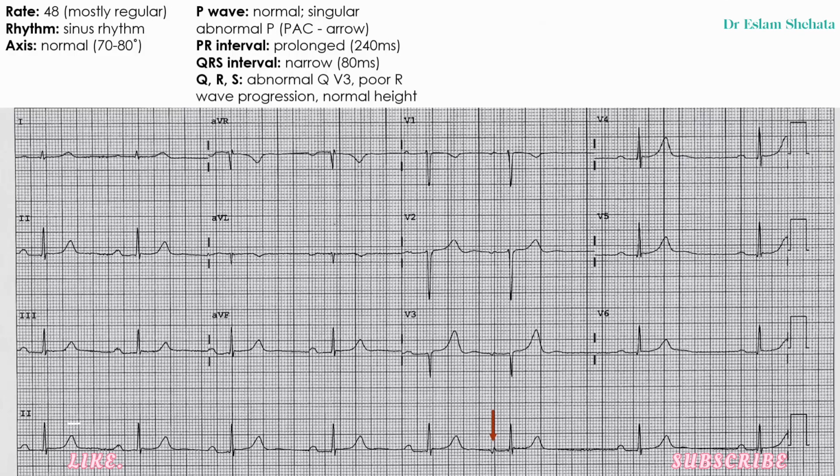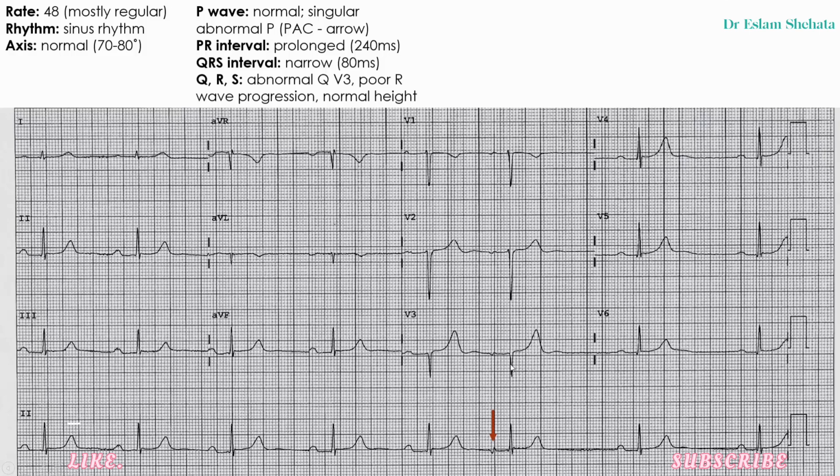The QRS complexes themselves, they're narrow, 80 milliseconds, so that's normal. The QRS complex otherwise, there's an abnormal Q wave in V3. Alright, so there's no Q waves in V1 or 2, we still have these little R waves, but there's no R wave in V3, so this is just a Q wave, and you shouldn't have any Q waves in V1 to 3, so that's quite abnormal.